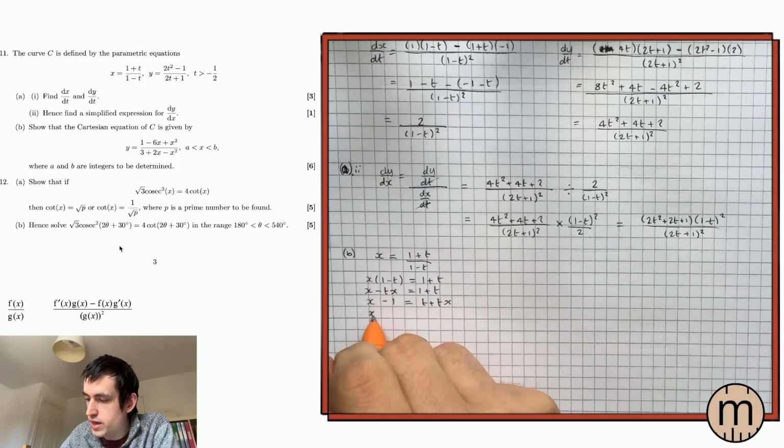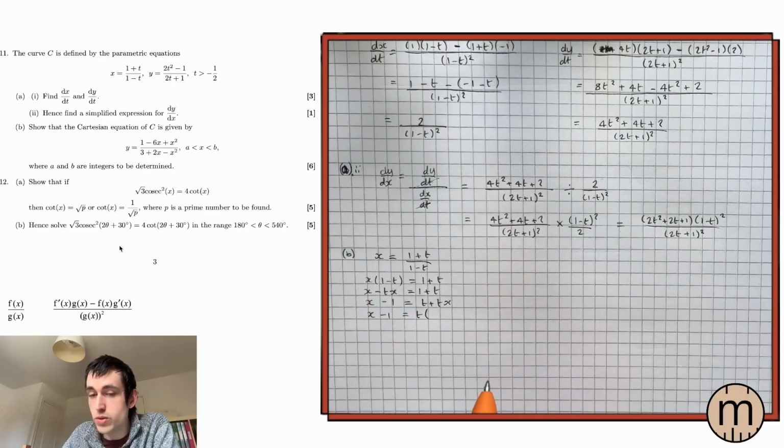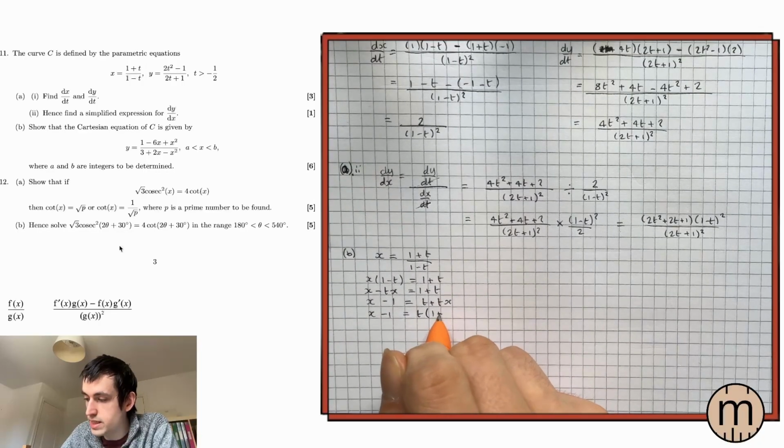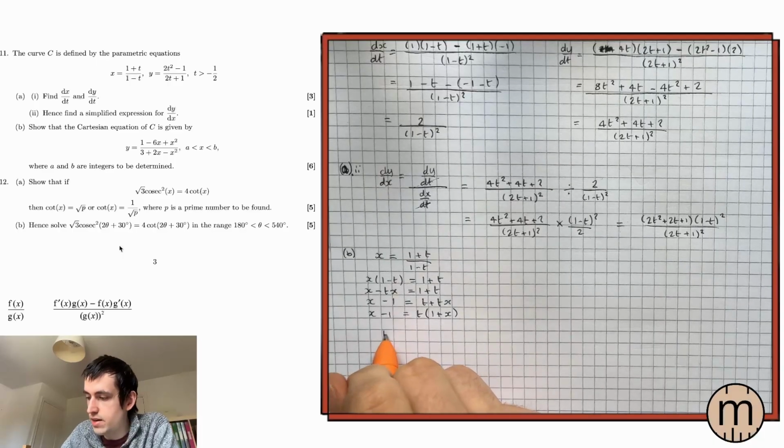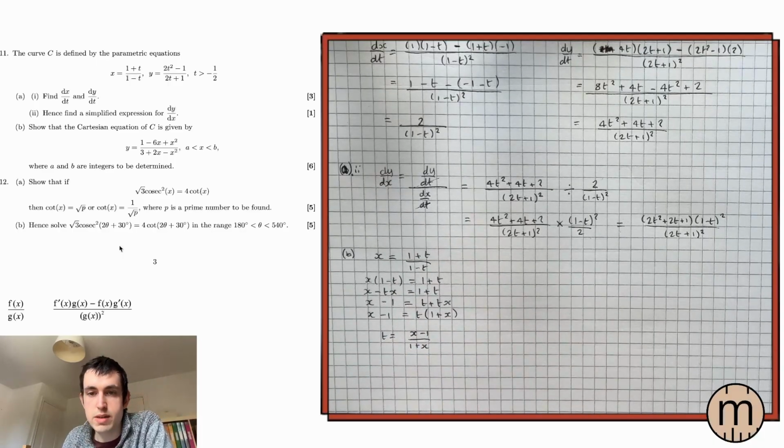I can now realise where I'm going to go with this, because if I want t, then I'm going to multiply t by 1 plus x in a bracket. And then with a little bit of division, t is equal to x minus 1 over 1 plus x.